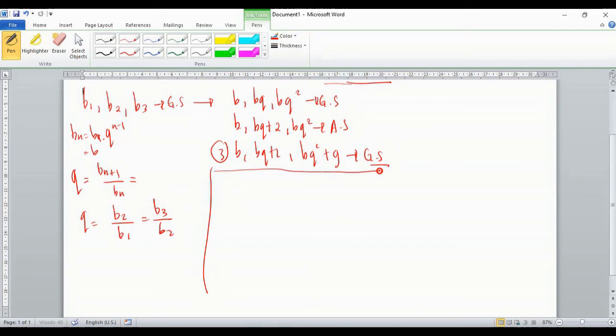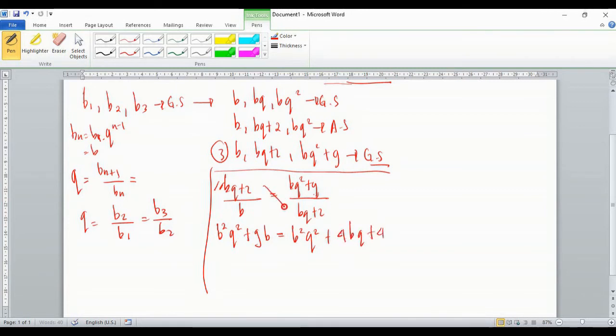So B2 is Bq plus 2 over B1 is B, equal to Bq² plus 9 over Bq plus 2. We need to simplify this first. So this is B²q² plus 9B, equal to B²q² plus 4Bq plus 4. I just multiplied numerator and denominator by each other.